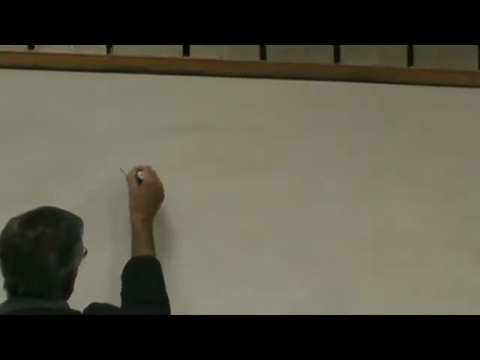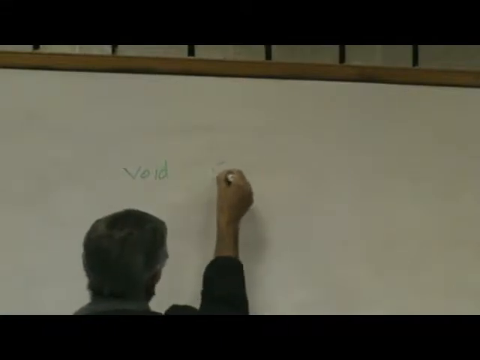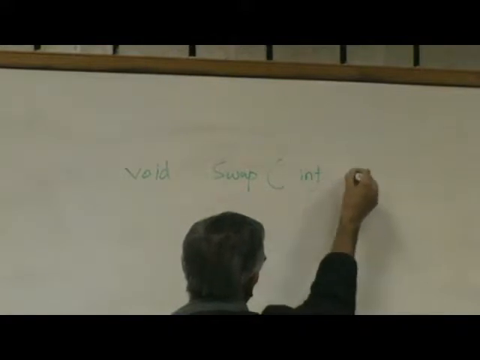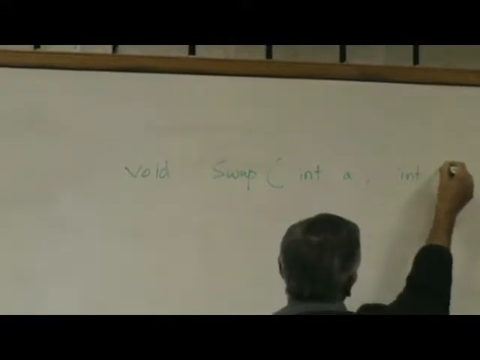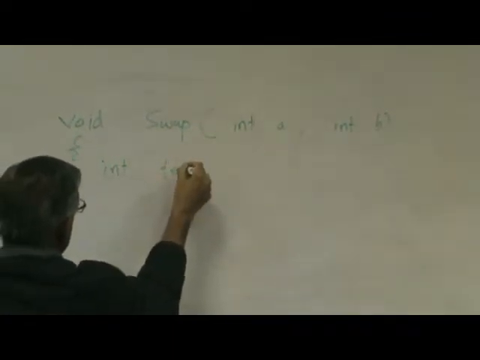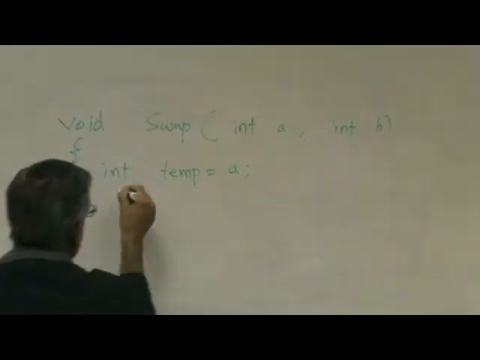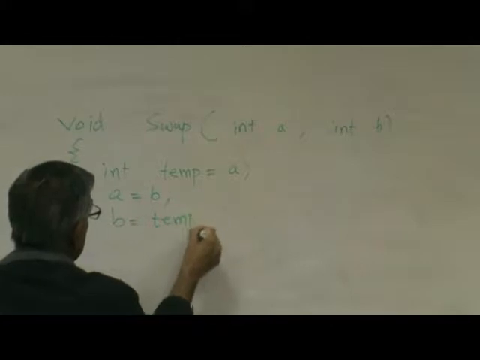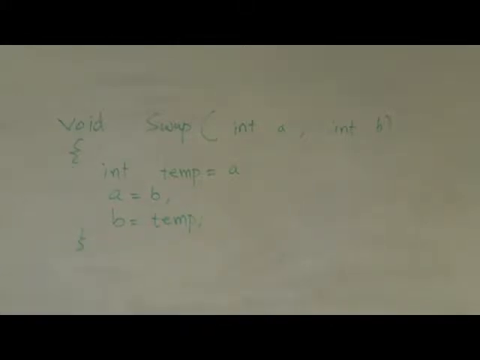So for example, let's say you wrote a function to swap two integers. Your code to swap two integers will look something like this: int a, int b, int temp equal to a, a equal to b, b equal to temp. Okay, so suppose you wrote this function in some class.